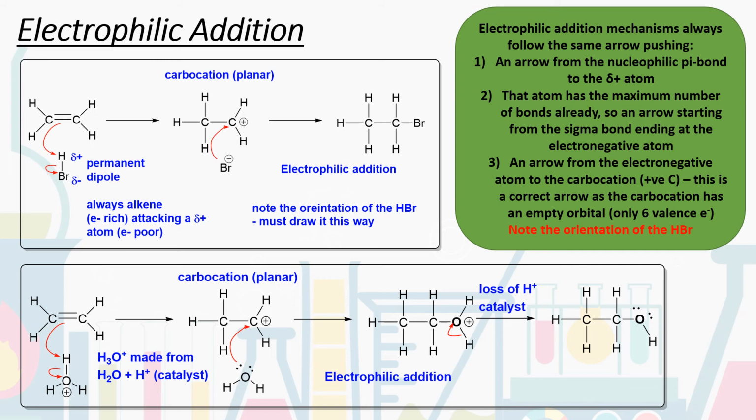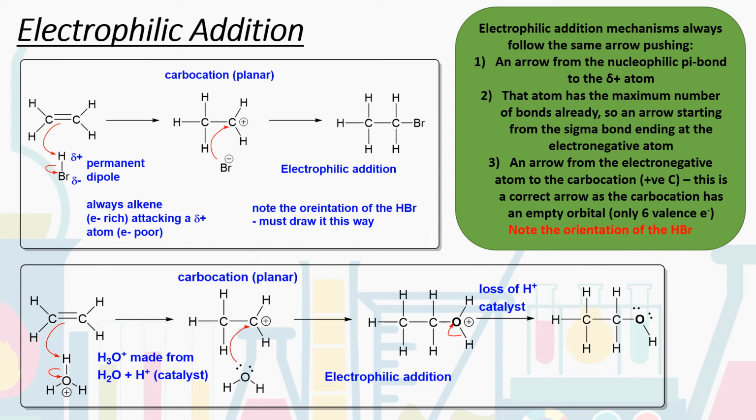Then our second step, the arrow is very simply a quick charge attraction between the electronegative atom that we will have kicked off in that first step, the Br-, to the carbocation. We go directly to that positive carbon atom because it is electron deficient. It has an empty p orbital, only 6 valence electrons, so we can draw it straight to that carbon atom. And that's our electrophilic addition mechanism. We started with an alkene, we've ended up with a haloalkane. It always follows the same arrow pushing, as we've just talked about.